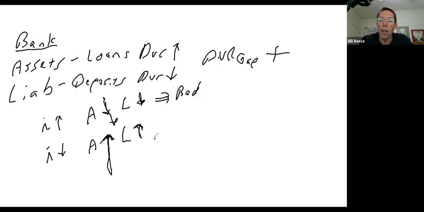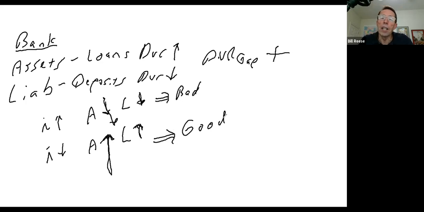Now, if your assets go way up in value and your liabilities only go up in value a little bit, is that overall good or bad? Well, that's a good thing. You like it when your assets go up in value. You don't like it when your liabilities go up in value. So here, the assets are going up by more than the liabilities. So overall, that's a good thing for the bank.